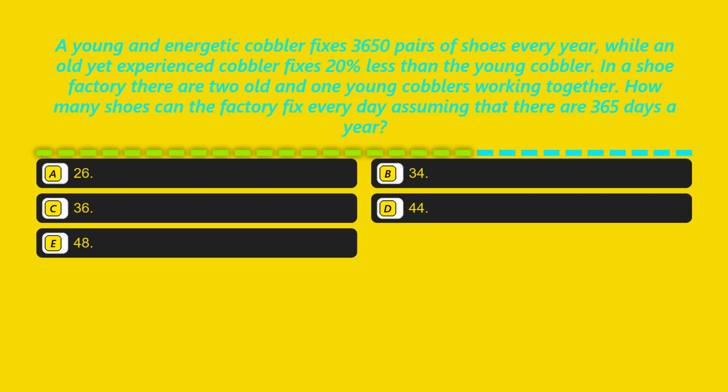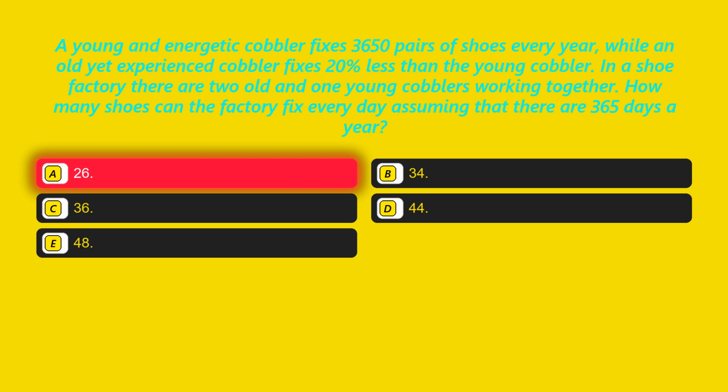Question 9. A young and energetic cobbler fixes 3,650 pairs of shoes every year, while an old yet experienced cobbler fixes 20% less than the young cobbler. In a shoe factory there are 2 old and 1 young cobblers working together. How many shoes can the factory fix every day assuming that there are 365 days a year? Option A, 26. Option B, 34. Option C, 36. Option D, 44. Option E, 48.